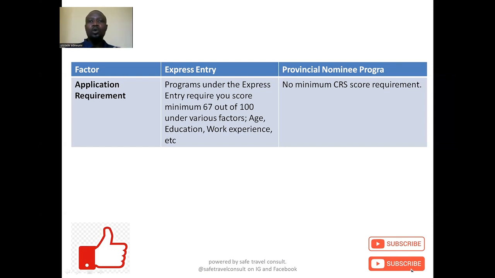Compared to the Provincial Nominee Program, no CRS score is required. There is nothing like a CRS score or scoring minimum points in your IELTS, your age, and all of that. Each province, like I said, has its own requirements. So if you want to know more about their requirements, you have to go to that province's website and see the requirements, usually based on job requirements, labor market requirements, and all of that.